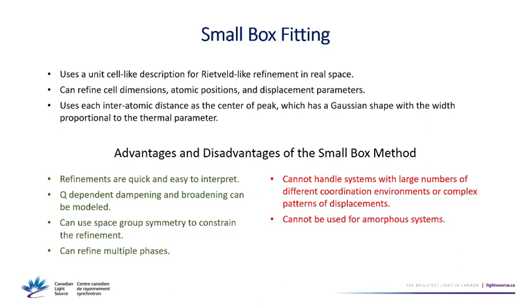Some of the disadvantages is it can't handle certain materials with a large number of different coordination environments, or where you have very complex coordination environments, because it's using just a single unit cell or a couple of unit cells to describe it. So if you have a more complex system with a lot of different species disordered in some ways, you can't always handle all of that. And also you can't use it for amorphous systems because it has the assumption of some sort of periodic structural unit. And if you don't have that, you can't use it at all.